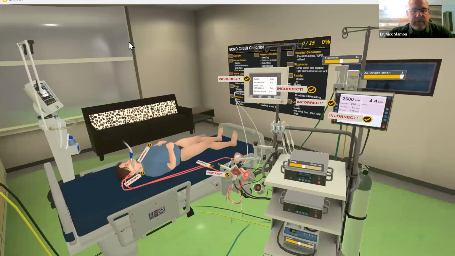So I took the liberty before this simulation today to make some mistakes, create them with our Sim Manager controller, and then label them. But the idea would be that the folks who are being exposed to ECMO for the first time and trying to learn about it would follow the checklist. They'd have these incorrect buttons that they could grab with their hand controller and place on the patient in various areas where they see a problem.